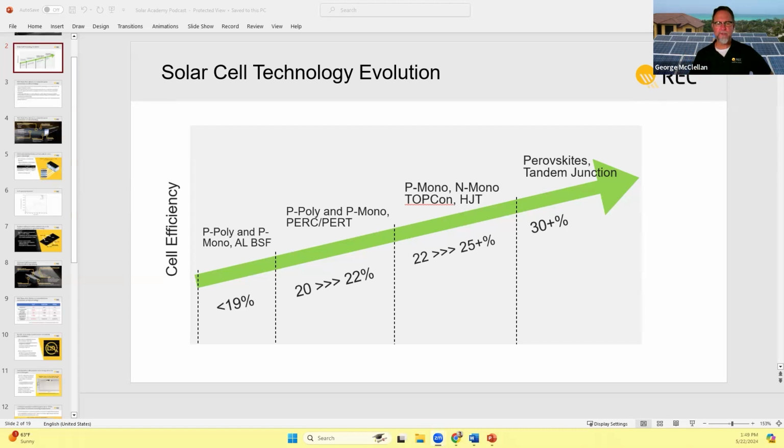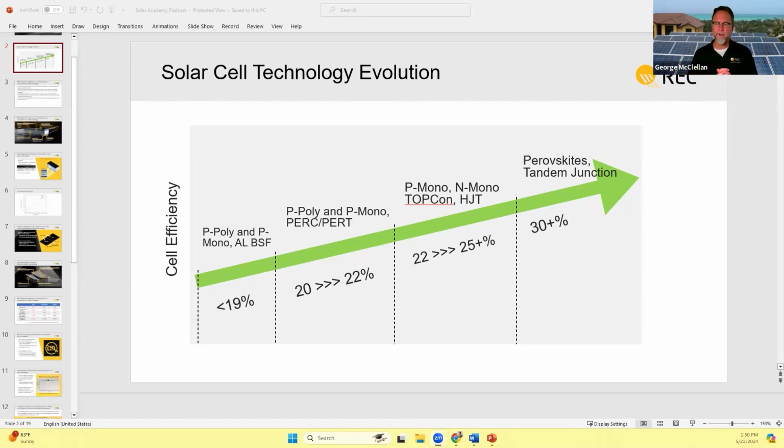Now, as we got more sophisticated, we moved from P-mono to N-mono, and the difference there is the bulk material is either positive or negative. The bulk material is charged one way, and then you put your PN junction on top of that, and that's where you generate your current, across that PN junction. So if your bulk material is doped with a positive dopant, so silicon is a semiconductor, it's neither positive nor negative. You can turn it one way or the other based on the dopant or the impurities that you put in it. So if you put boron in a silicon ingot, you'll end up with positive, or P mono.